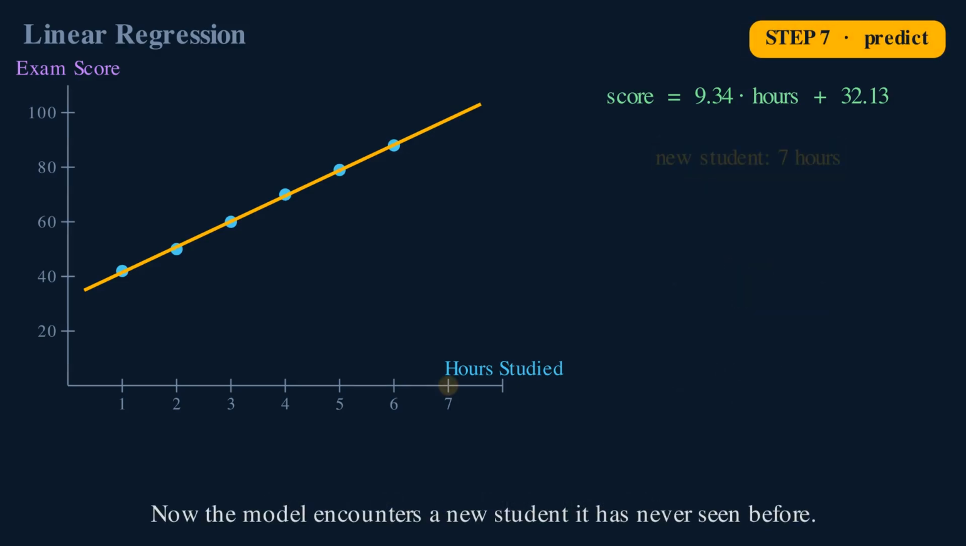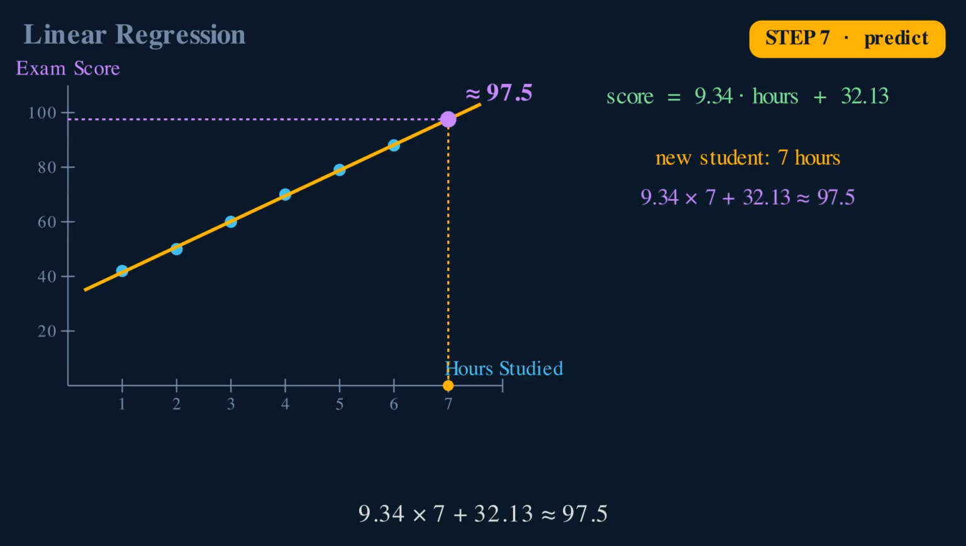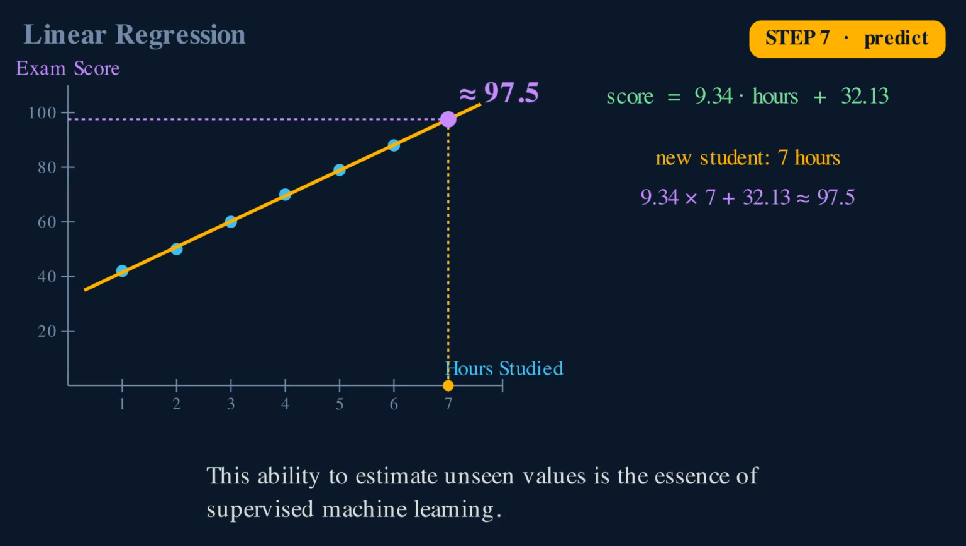Now the model encounters a new student it has never seen before. Based on everything it has learned, it predicts the student's exam score. Slope times 7 hours, plus the intercept, 9.34 times 7, plus 32.1, is about 97.5. This ability to estimate unseen values is the essence of supervised machine learning.